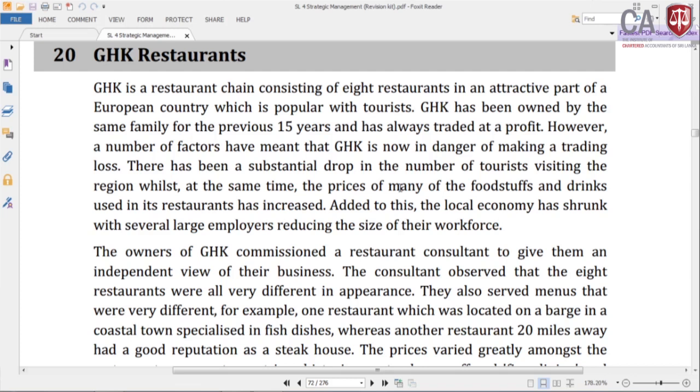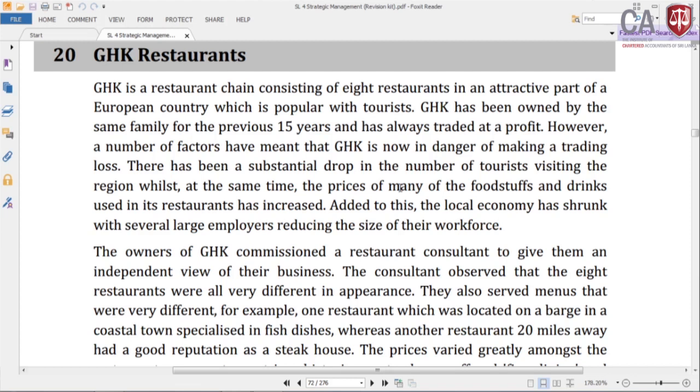The owners of GHK commissioned a restaurant consultant to give them an independent view of their business. They have appointed a consultant to get some comment about this struggling problem of the organization. The consultant observed that the 8 restaurants were all very different in appearance. They are not the same, they are different in appearance.